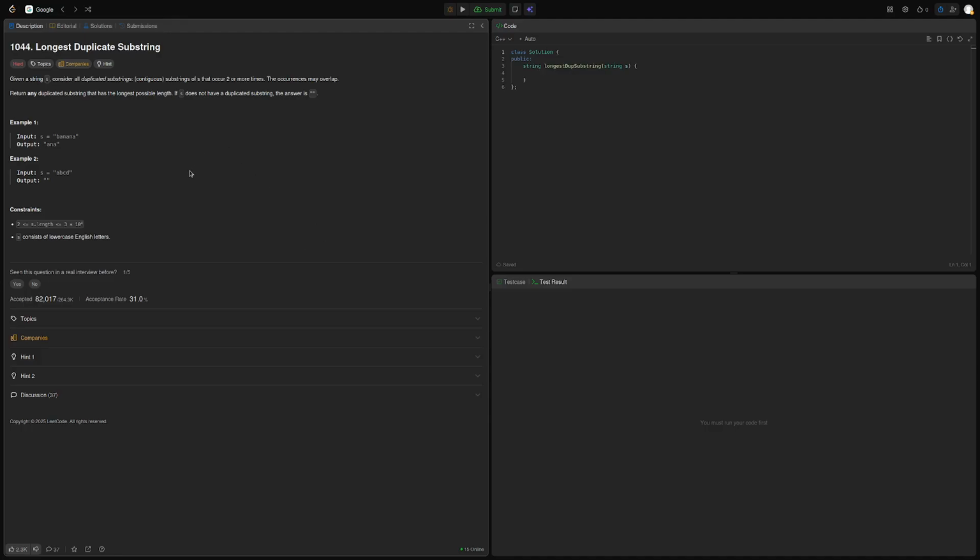Okay, so today we got a short problem statement. Longest duplicate substring. Given a string S, consider all contiguous substrings that occur two or more times; the occurrences may overlap. Return any duplicated substring that has the longest possible length. If S does not have a duplicated substring, the answer is the empty string.